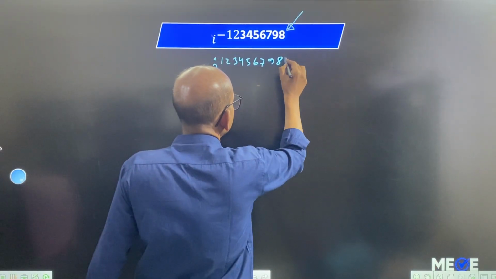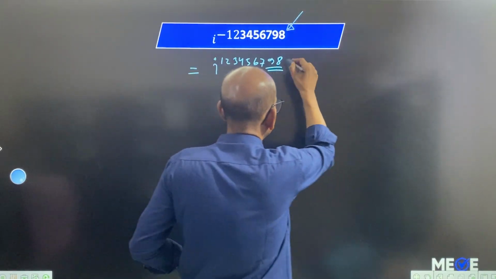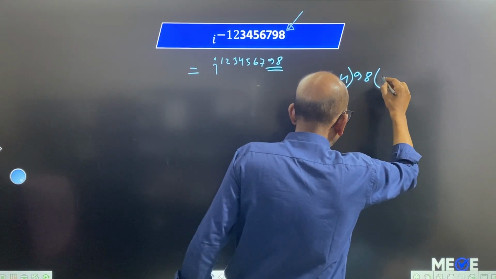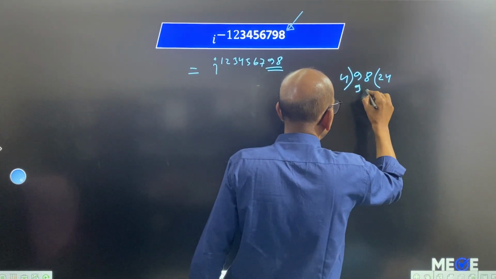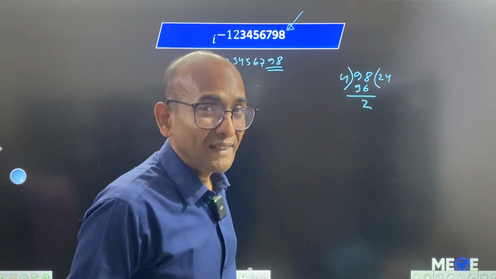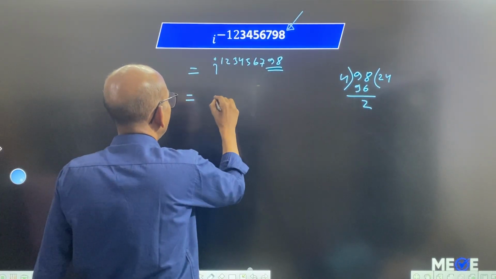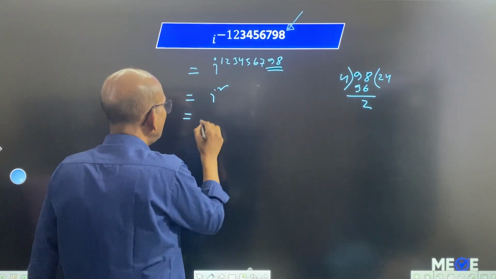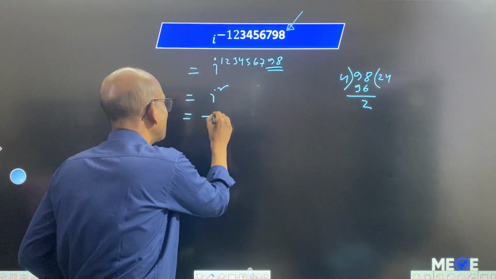Now this is 98. What we are supposed to do is take these last two digits, 98, and divide this by 4. 4 24s is 96. So we will have the remainder 2. So this 2 will become the exponent of I. So finally I square is how much? This is minus 1.